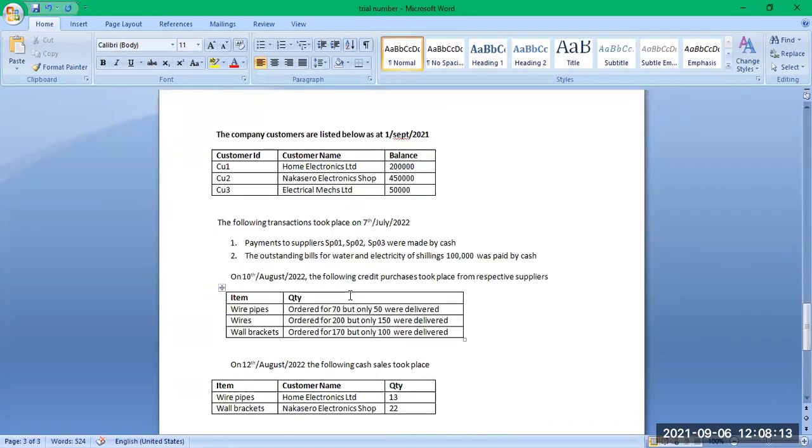Okay. Now let's go to the next one. On 10th August 2022, the following credit purchases took place from respective suppliers. We have wire pipes. We ordered for 70, but only 50 were delivered. Wires, we ordered for 200 meters.